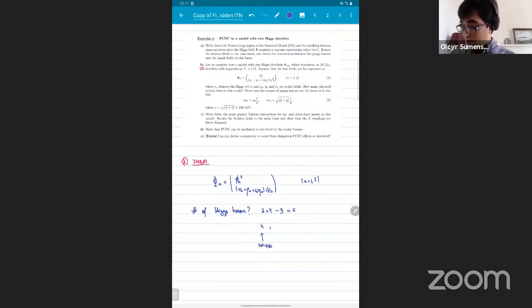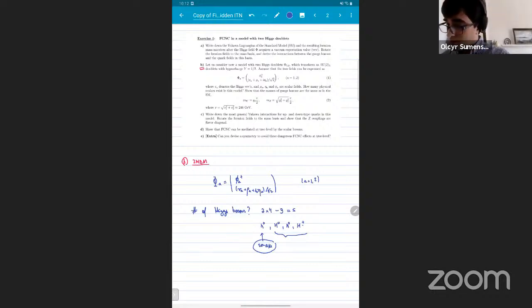But then we have other additional fields. We can also have a CP even Higgs, that's a capital H, a CP odd Higgs that we call A0. And we have a charged Higgs that comes from here, from the upper component. So this is what we identify with the standard model Higgs, and these are additional scalars that we have now in the spectrum.